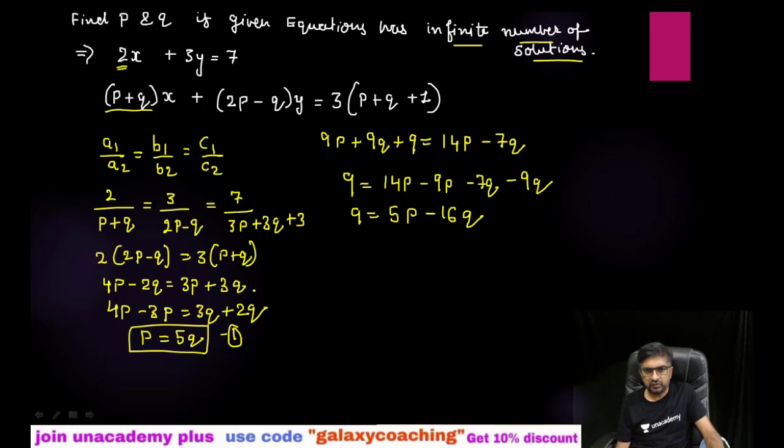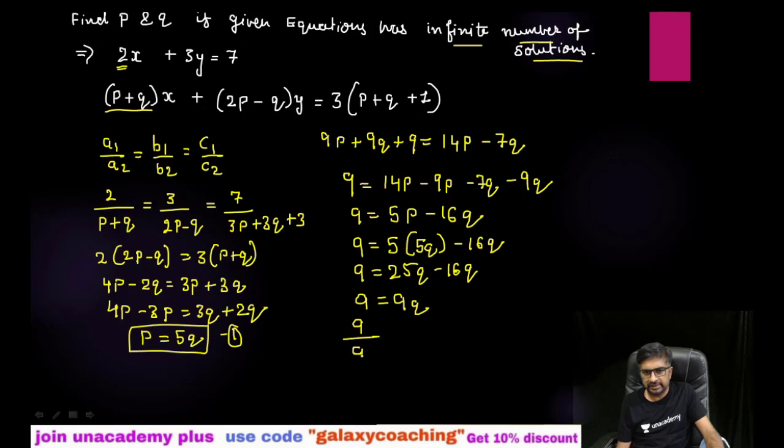Now on the place of p you have the value 5q. Keep it here: 9 equals 5, and on the place of p I am going to put 5q, minus 16q. So 9 equals 25q minus 16q. 25 minus 16 will give you 9q, and here also 9. So 9 by 9 equals q. This will get cancelled. The value of q will be 1.